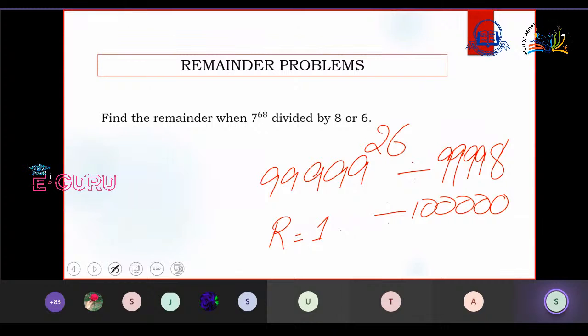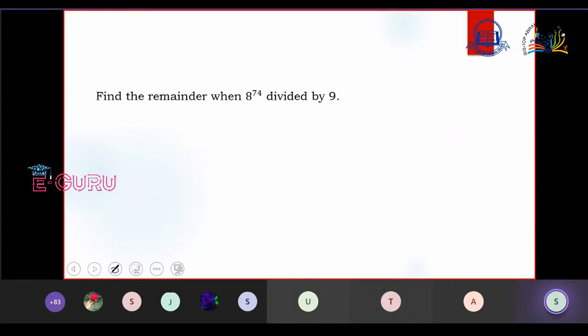So the size of the number doesn't matter. Whatever the number, however high or low the number, if its power is even and it is divided by the next number or previous number, then the remainder will always be 1. Okay. So we will do some problems here.